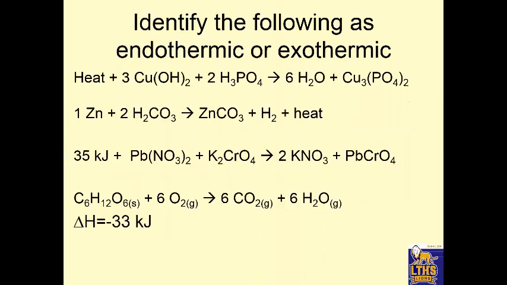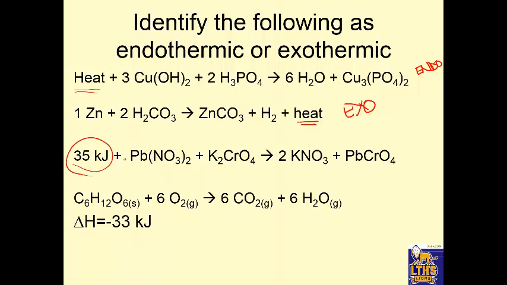Okay, so here's some reactions. We just got to identify if they're endo or exo. So we have heat plus that gives us that and that. Okay, we've got the old double replacement going on. Where's the heat? The heat's on the reactant side. It's added in. So this is endothermic. Add in, endo. Okay. Zinc and that. Hey, that looks like single replacement. Hey, heat's on the product side. Arrow points to product. So it's leaving. It's exothermic.